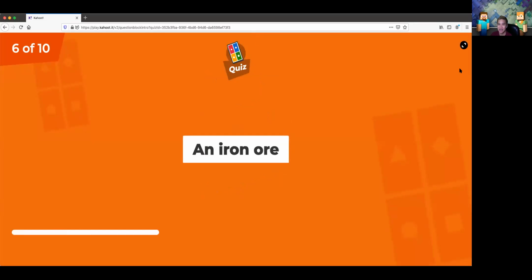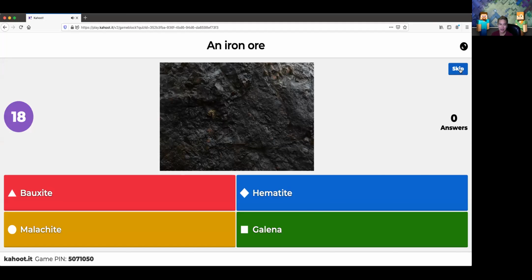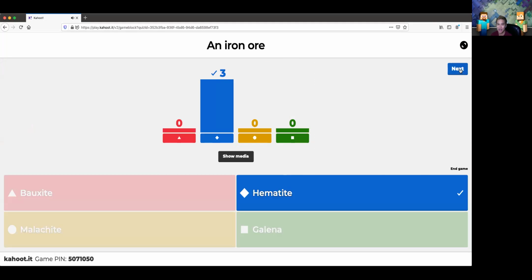Question number 6. An iron ore. Is it bauxite, hematite, malachite, or galena? The correct answer is hematite. It contains ferric oxide, and once it is reacted with carbon monoxide, it will produce iron in its elemental form. We call it hematite. That is an example of an iron ore.